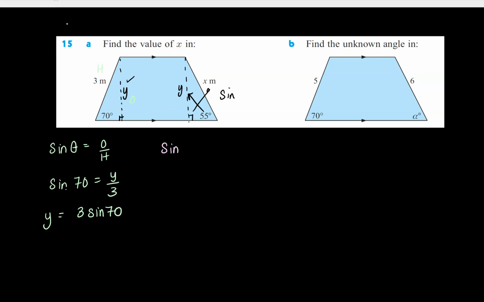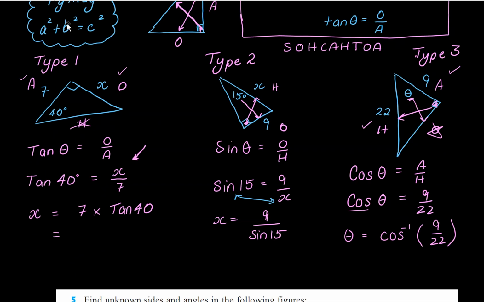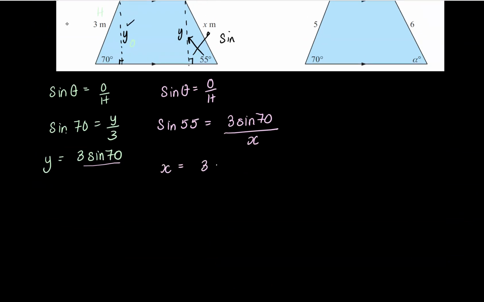So if I now say sine theta equals opposite over hypotenuse, we've got sine 55. Now my opposite is the y, so that becomes 3 sine 70 all over x. And hey, x is downstairs. What happens when x is downstairs? If you forgot, then you scoot back up and look at your example. Oh yeah, we do the switcheroo. So that now becomes x equals 3 sine 70 over sine 55. Don't even think about cancelling these things here. You cannot do that. This is all calculator now. And away you go.